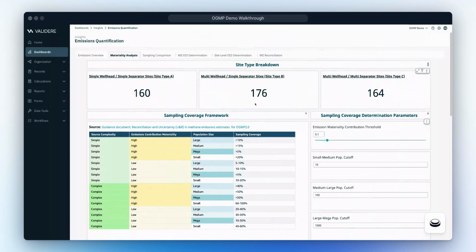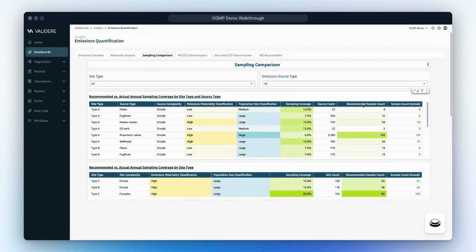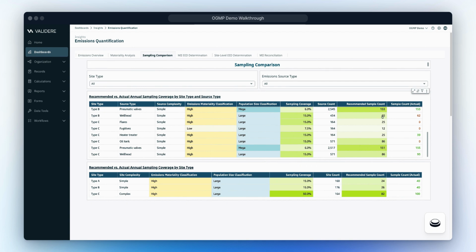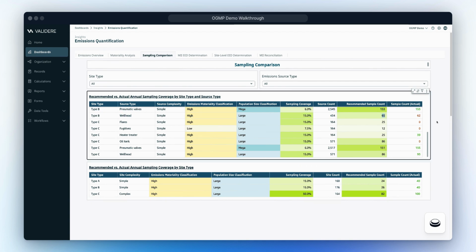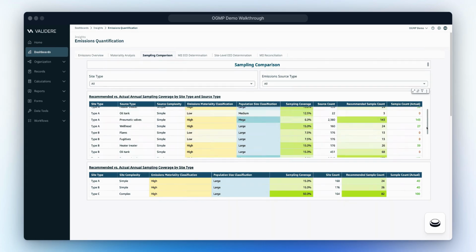And the sampling plan that's determined here can then be tracked over the course of a year. And we have a comparison between the recommended sample count and the actual number of measurements or samples taken by site type and source type to identify any issues or areas where additional sampling may be required to meet the minimum at both the emission source type and the site type level.